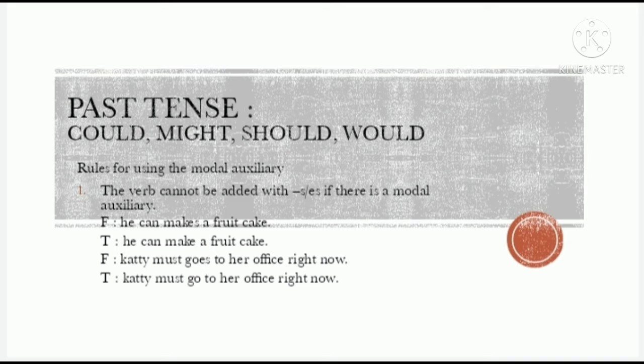1. The verb cannot be added with s or es if there is a modal auxiliary. For example, "He can makes a fruit cake" is false. "He can make a fruit cake" is true. "Katie must goes to her office right now" is false. "Katie must go to her office right now" is true.